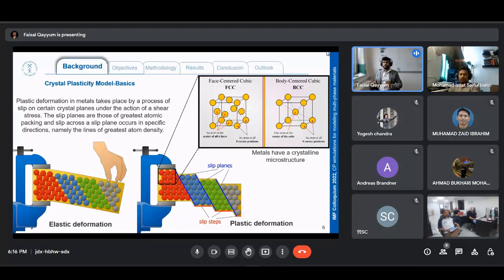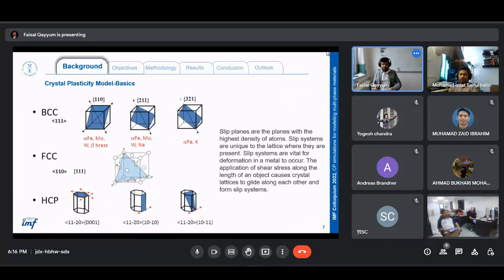So this is the basics of the fundamentals of plastic deformation, or plasticity. Based on different crystal structures, there are different fully packed planes which are more prone to deformation when shear stress is applied along them. For example, here in this slide, you will see that for body-centered cubic crystal structures, there are different slip planes which are more prone to activation.